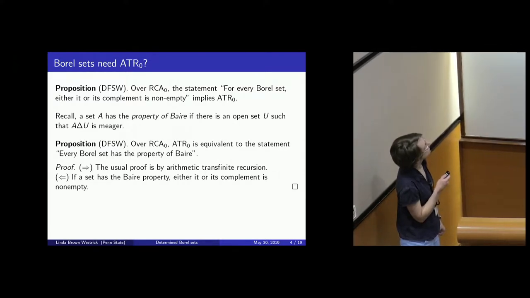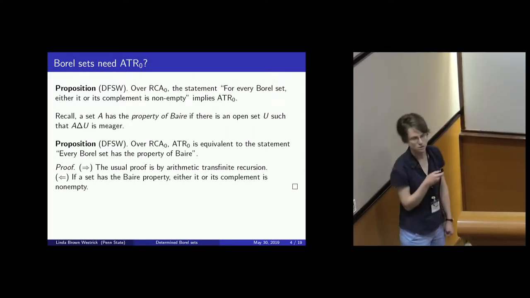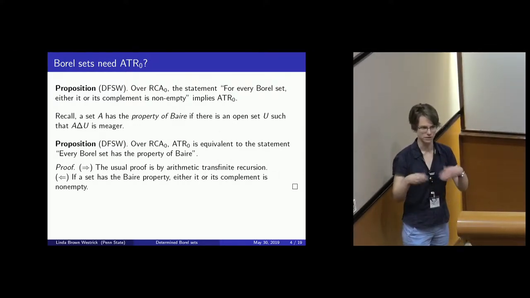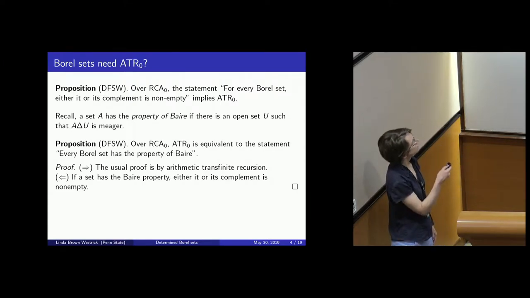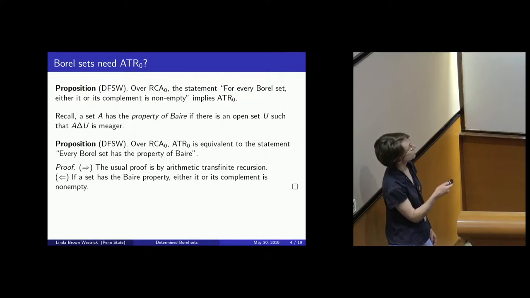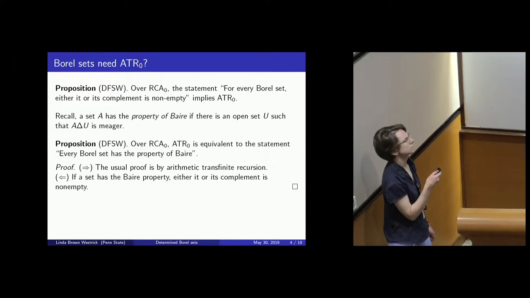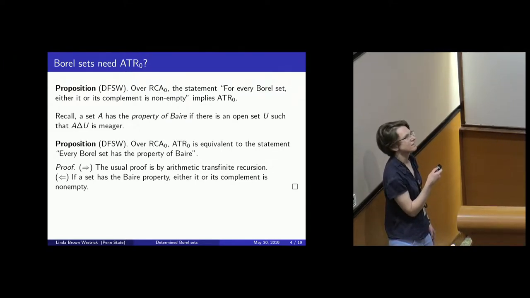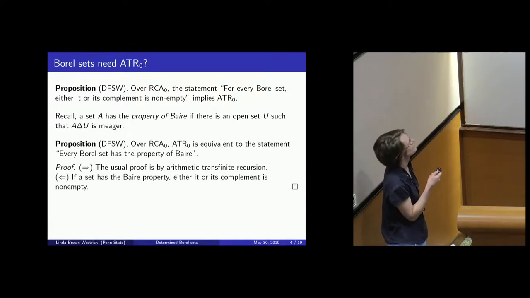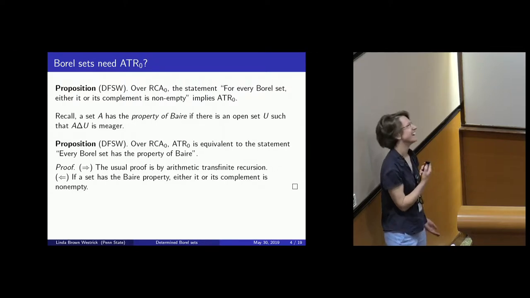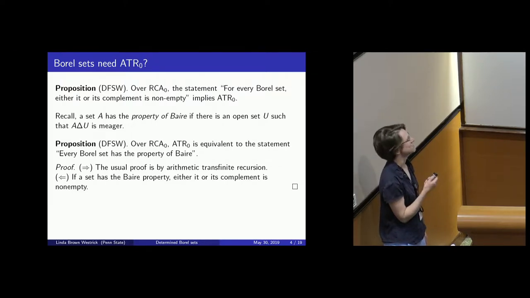Nevertheless, you could still want to study things about Borel sets. You might hope that some of the things that you study about them could be stronger than ATR. You could look at something like the property of Baire. So recall a set A has the property of Baire if there's an open set U such that the symmetric difference between A and this open set is meager.